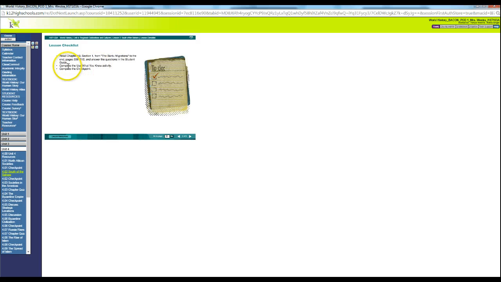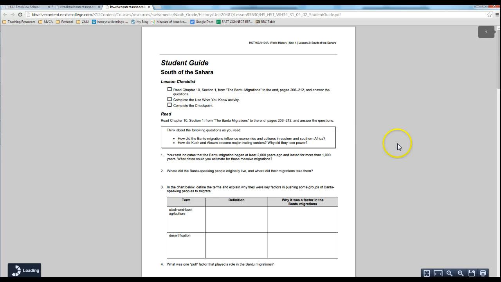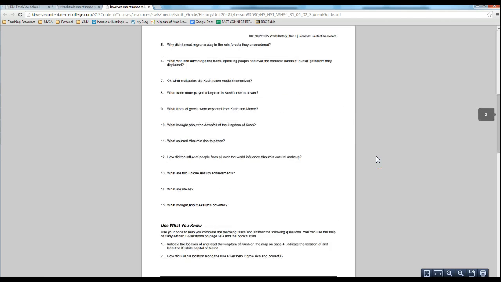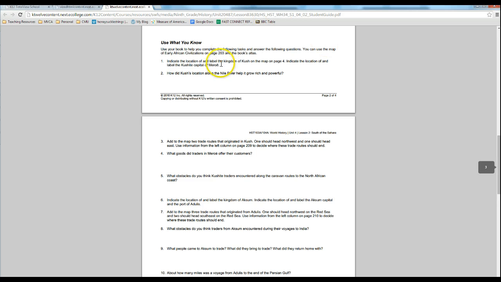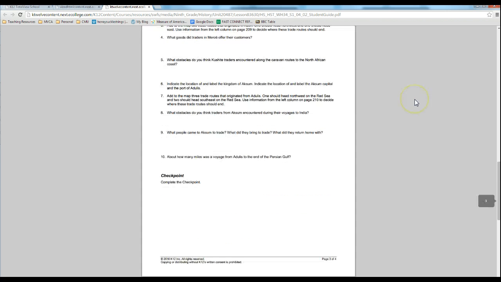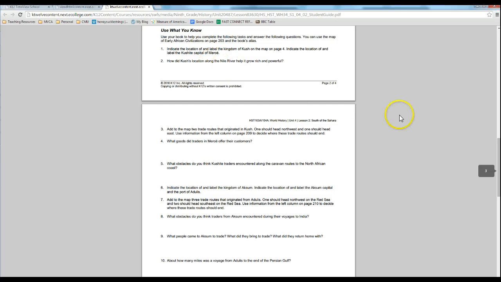The use what you know activity. That's on our student guide. So let's go ahead and open up our student guide, and you should be able to see that here. So down at the bottom is the use what you know. It's saying to use your book to help you complete the following tasks and answer the following questions. You can also use the map on page 203 and the book's atlas. So you want to indicate and label the kingdom of Kush using the map. Then you want to determine how did Kush's location along the Nile River help it grow rich and powerful.